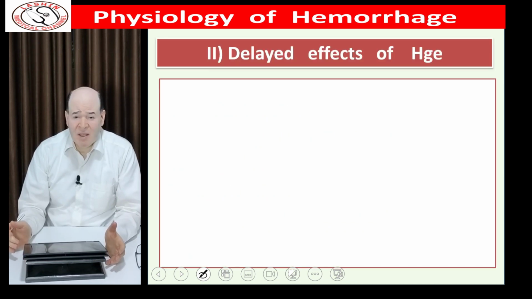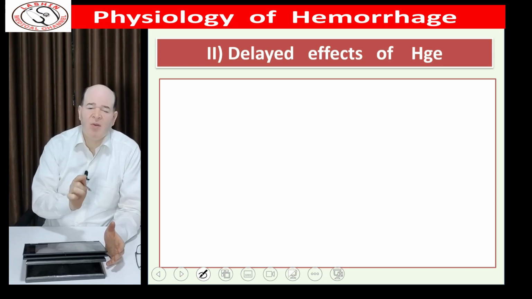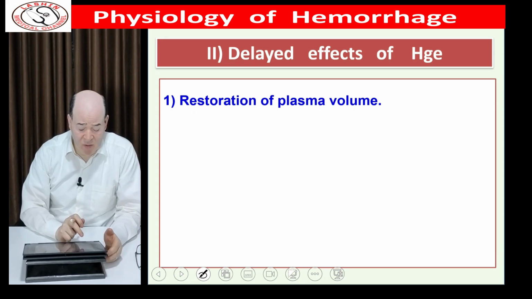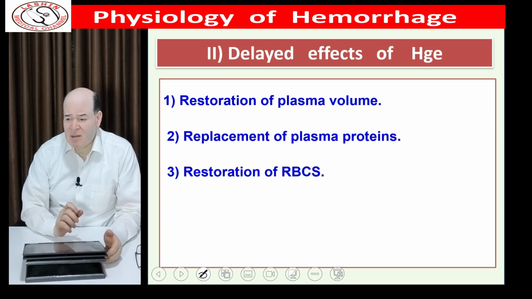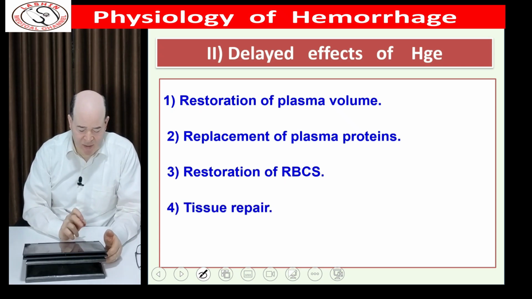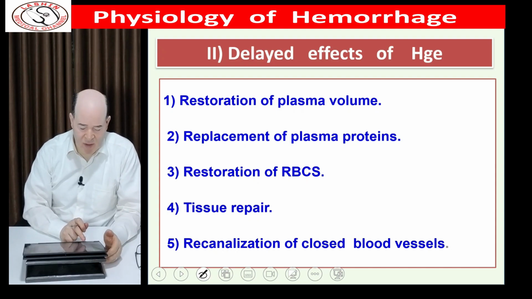The delayed effects of hemorrhage aim to restore everything to its value before the occurrence of the hemorrhage. First, restoration of plasma volume. This may take from 1 to 3 days. Replacement of plasma protein. This may take about 1 week. Replacement of RBCs. This may take from 3 to 6 weeks. Tissue repair. This is variable. And finally, recanalization of the closed vessels.